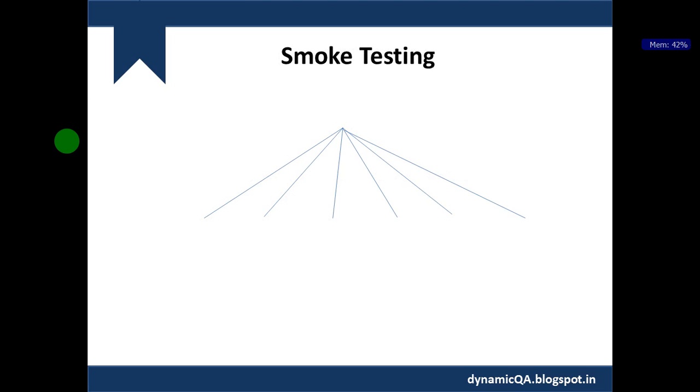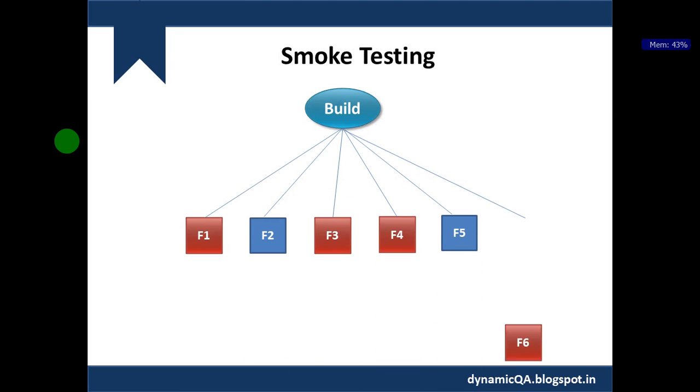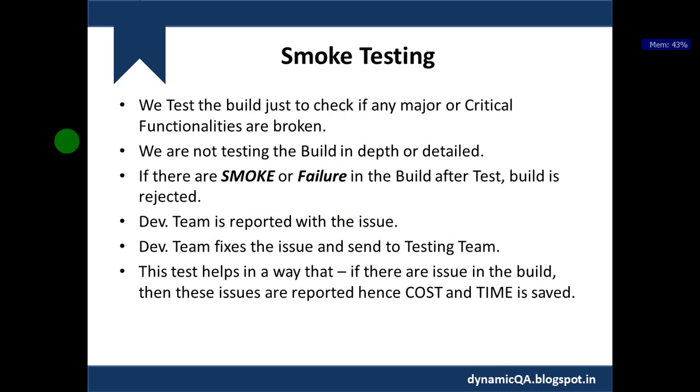Let's see the diagram. The build is released from the development team. Say the build has functionalities F1, F2, F3, F4, F5 and F6. All the red-colored functionalities are major and critical. So we select F1, F3, F4 and F6 and execute these cases. If they pass, it means my build is stable and I can proceed with further detailed testing. If there is a failure, it means my major functionalities are breaking down, so we will not go into detail. We reject the build straightaway, and the development team will work on it and release a further build after fixing the issue.